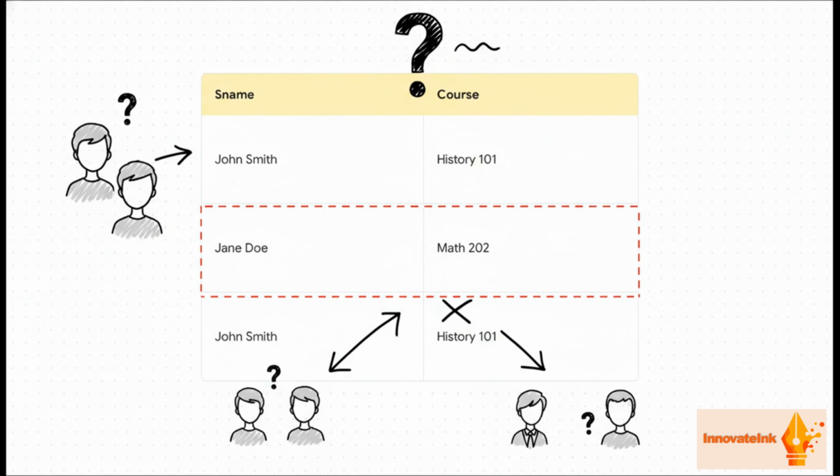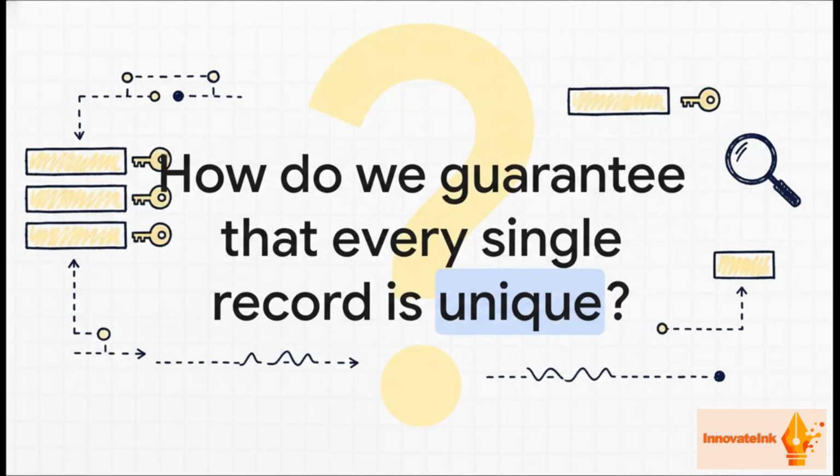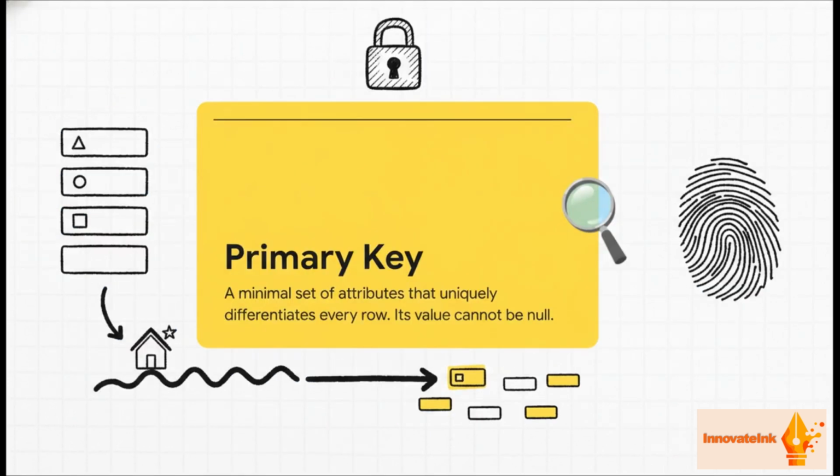See that? We have John Smith in History 101. Twice. Uh-oh. Is that one student who was accidentally entered 2 times? Or is it 2 different students who just happen to be named John Smith? Right now, we have no idea. We're stuck. And this brings us to one of the most fundamental questions in the entire field. How in the world can we make absolutely sure that every single entry, every row in our table, is 100% unique? The answer is a beautifully simple concept called a primary key.